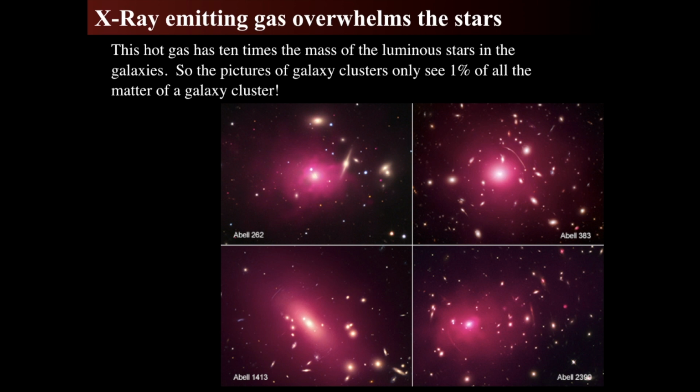So if 90% of a galaxy cluster is dark matter and 90% of the normal matter is this hot X-ray gas, then we're only seeing 1% of all the normal matter when we take a photograph in optical light, where we just see stars. So stars and gas and dust make up only 1% of all the mass of galaxy clusters. Most of the rest is in this hot X-ray emitting gas. All of the rest is in dark matter and this hot X-ray gas.